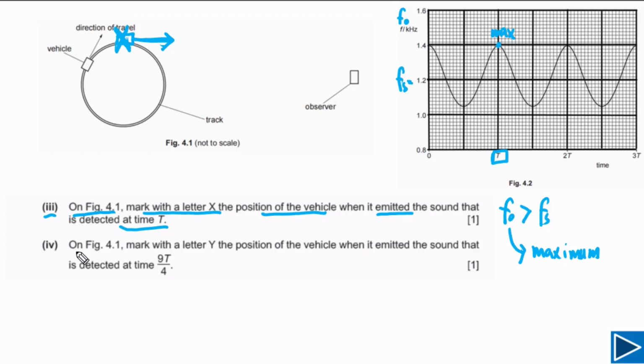Now let's move on to the next one. On figure 4.1, mark with the letter Y the position of the vehicle when it emitted the sound that is detected at time 9T by 4.